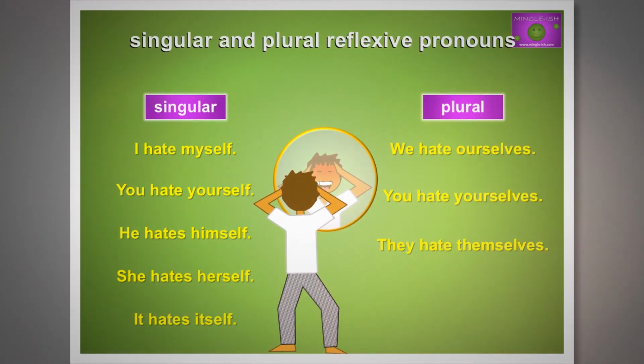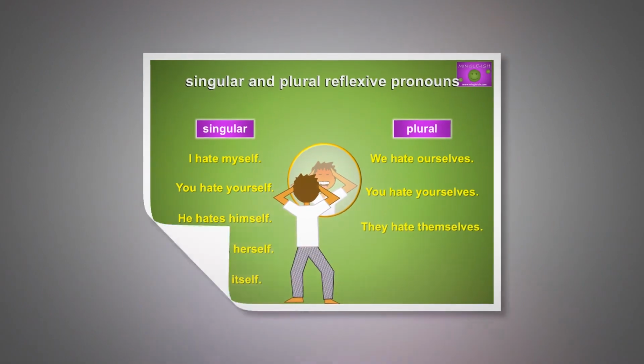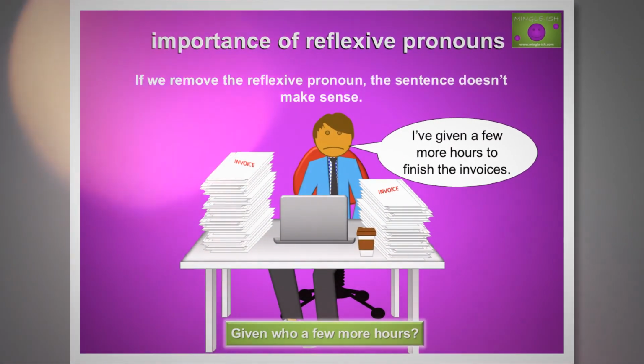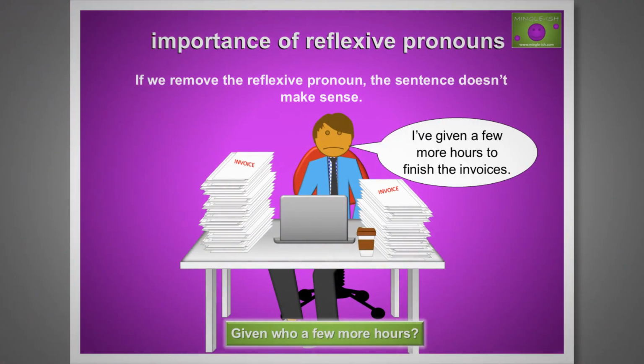Reflexive pronouns can be singular or plural, and it's easy to tell which is which. If a reflexive pronoun ends in self, it is singular. If it ends in selves, it is plural. They are important because if we remove the reflexive pronoun, the sentence doesn't make sense.